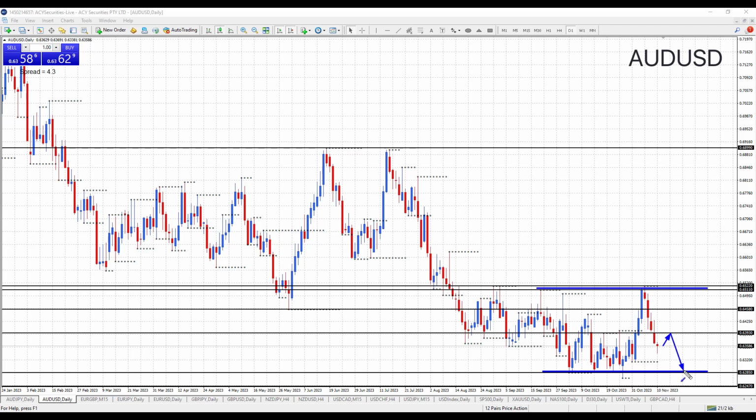We could move down and through that level, but that level could hold for then a move back up. So at the start of the week, can we rally back up to 63.93, hold, or then a move down to test weekly support?